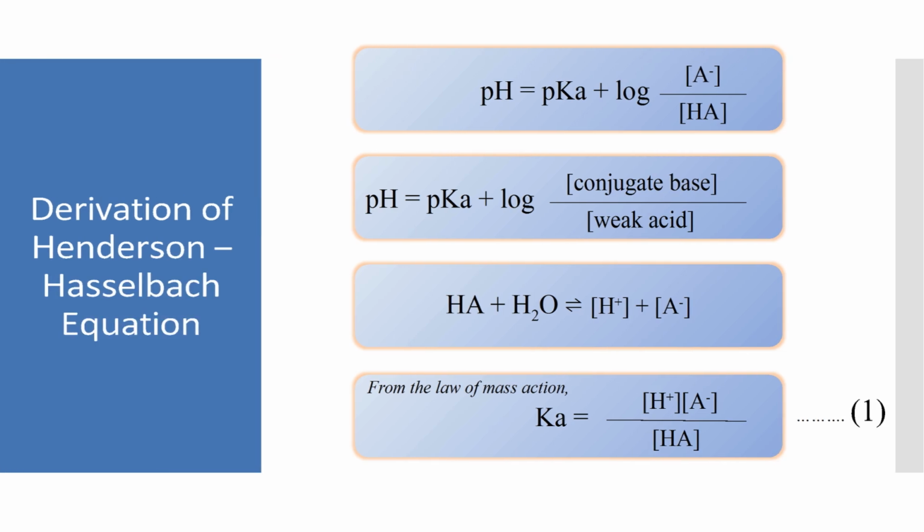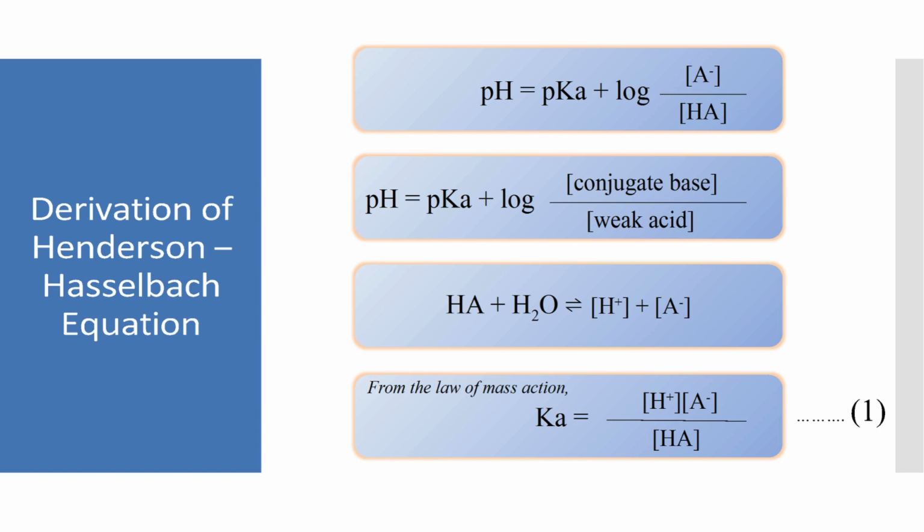The equation is pH equals pKa plus log of the concentration of A minus divided by the concentration of HA. It can also be written as pH equals pKa plus log of the concentration of the conjugate base divided by the concentration of the weak acid.